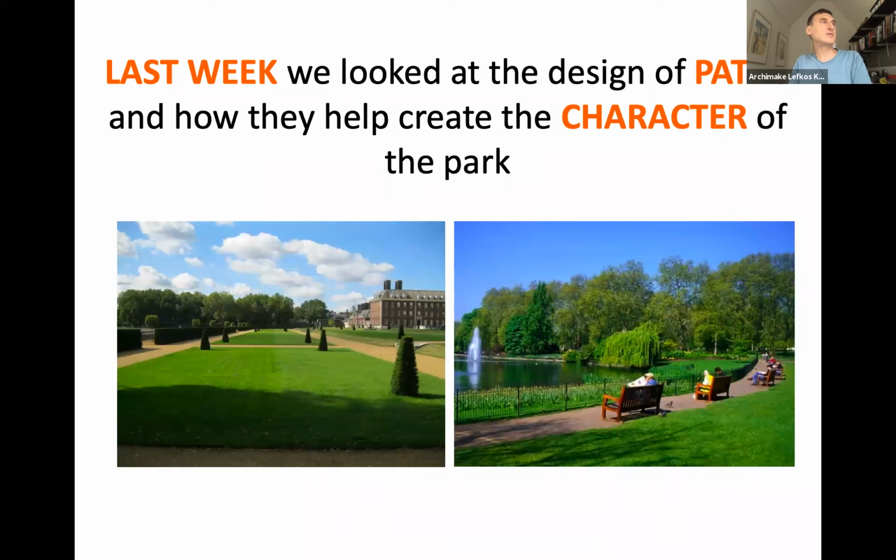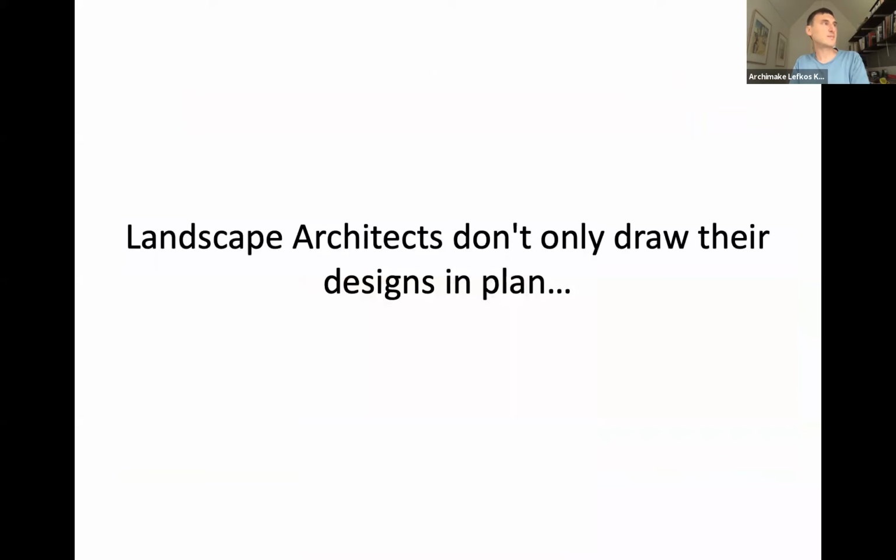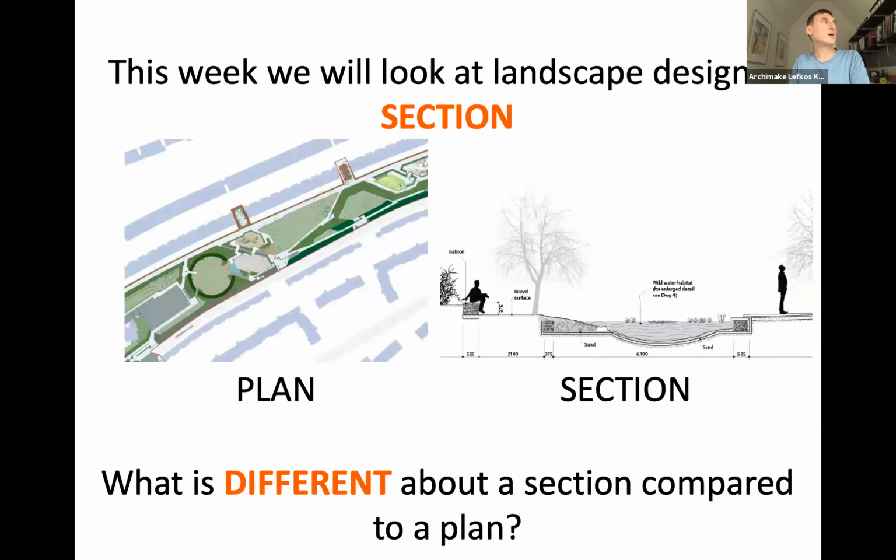Last week, we looked at the design of paths and how they help create the character of the park. And you can sort of recap formal, informal, those ideas, and that we sketched our park design on a site plan with paths and special features. So a quick recap. And then we make the point that landscape architects don't only draw their designs in plan, and that this week we will look at landscape design in section.